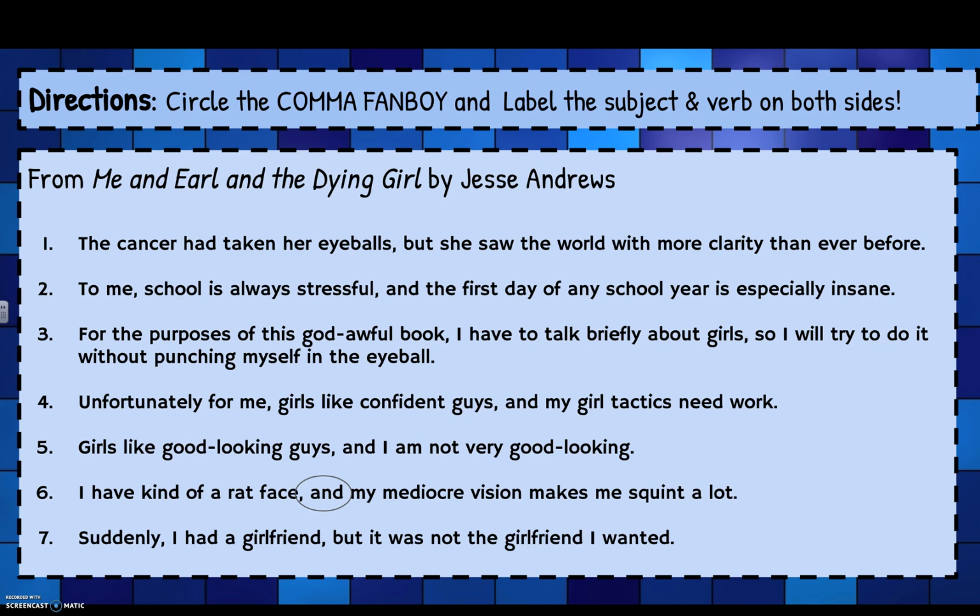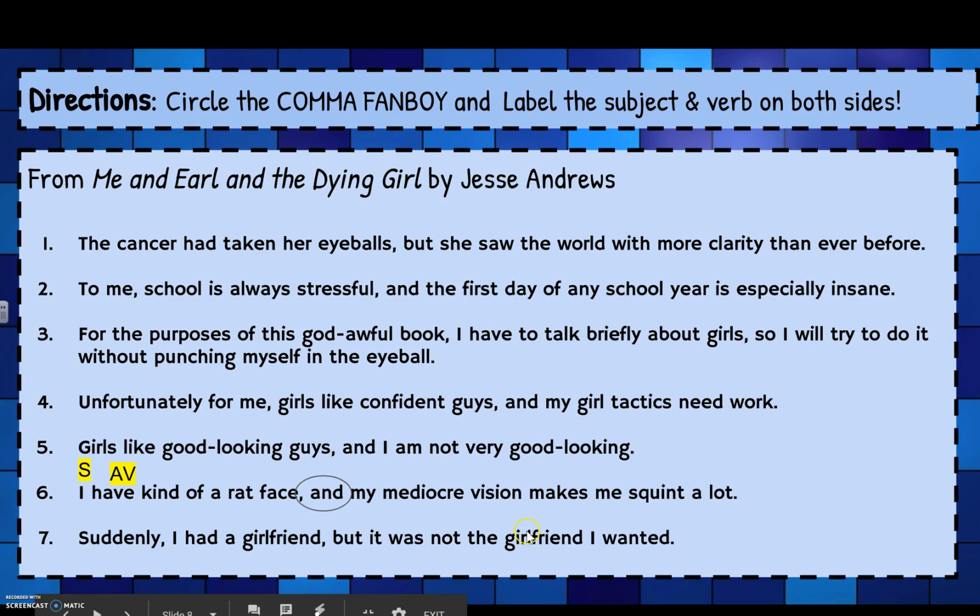So I have to prove that there is a compound sentence by finding a subject and a verb on both sides. So if I look at the left side here, I have kind of a rat face. So I'm going to circle or highlight any phrases, bracket any infinitives to get rid of them. And I see of a rat face. So you at your seat should be highlighting this. And what we're left with is I have kind. So I'm going to find my subject. Who is the sentence about? It's about I. And what's the verb? What do I do? I have.